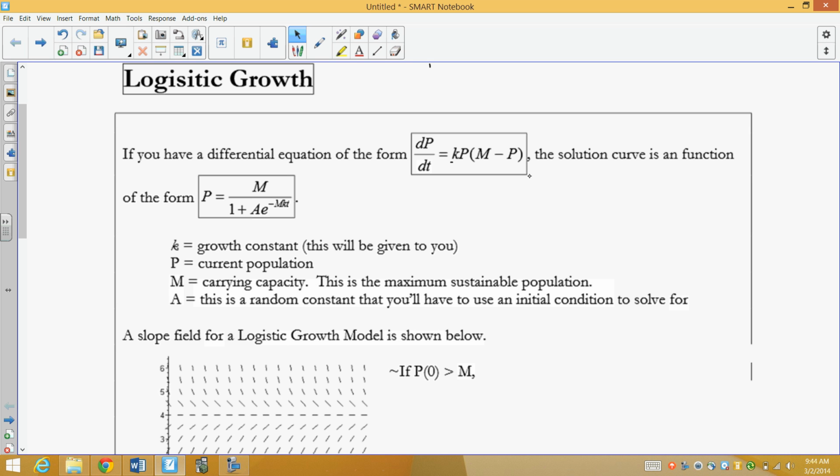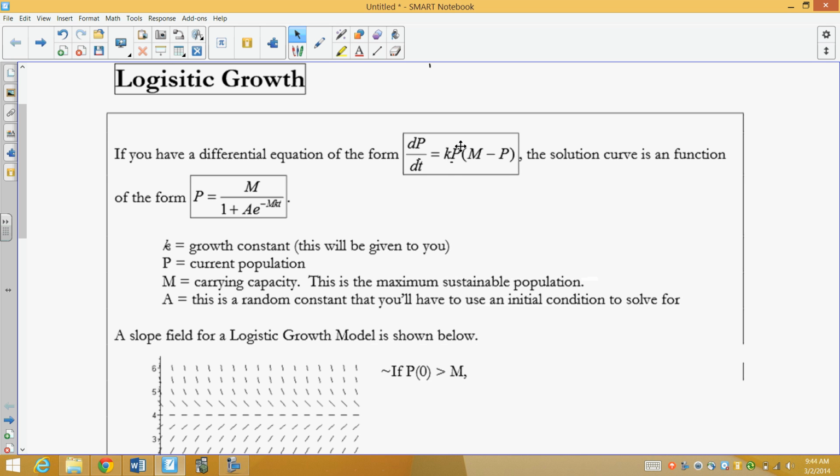But you should also memorize this form and just the idea that logistic growth and exponential growth are relatively similar. Logistic growth kind of starts off with that exponential growth piece right here, the dP/dt equals k times P, but it also has a parentheses next to it with M minus P. Now, what are all these things? K is your growth constant like it was before. P is your current population. M is your carrying capacity, and this is the maximum sustainable population. It's not the maximum population, it's the maximum sustainable population.